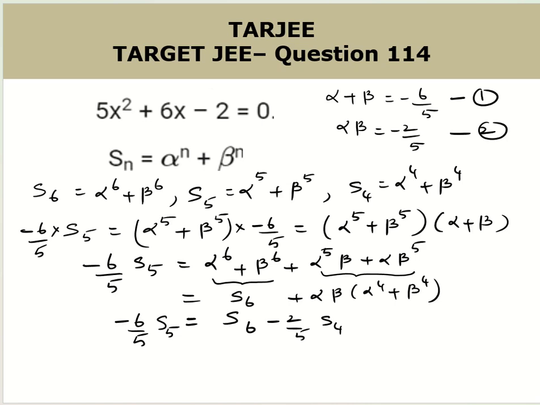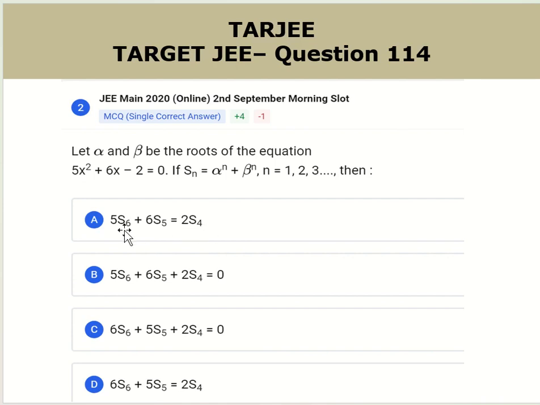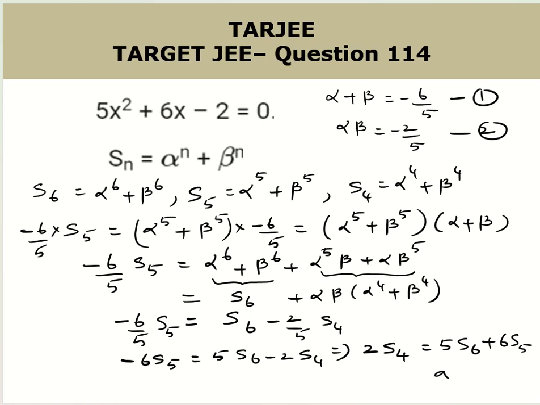I have already got a relation involving S4, S5, S6, but in the options there are no denominators, so let us multiply everywhere by 5. So minus 6 times S5 is equal to 5 times S6 minus 2 times S4, and in all the options all terms are positive, so I will shift this term to the left side and this term to the right side. So I get 2 times S4 is equal to 5 times S6 plus 6 times S5. We can check the options. 2 times S4 is equal to 5 times S6 plus 6 times S5, which is nothing but option A, which is the right answer.